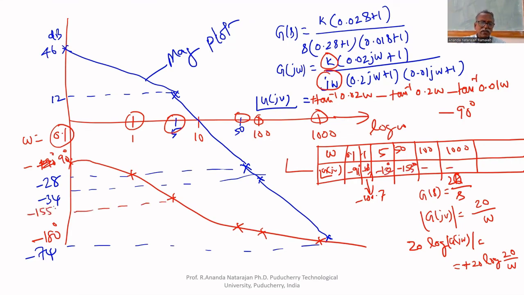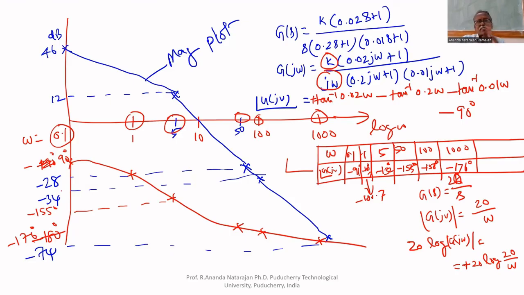Minus 155 degrees. Both share the same axis, so you have to mark 155 here. Don't draw them separately, because these two must be drawn with the same x-axis. Only the y-axis you have to give a different scale. That's all. Minus 176 is the maximum value.